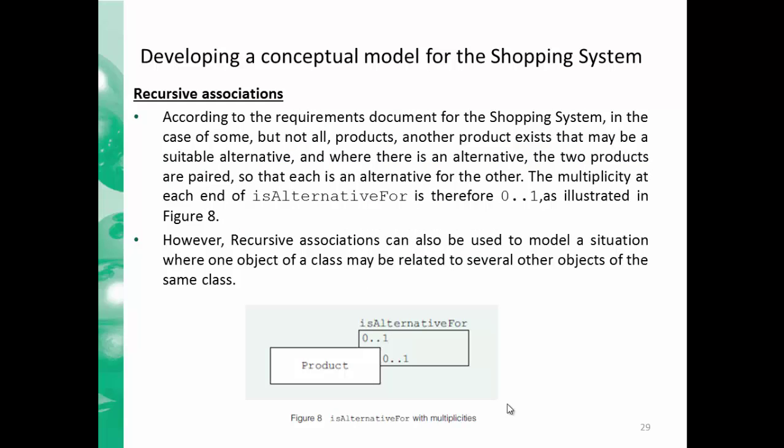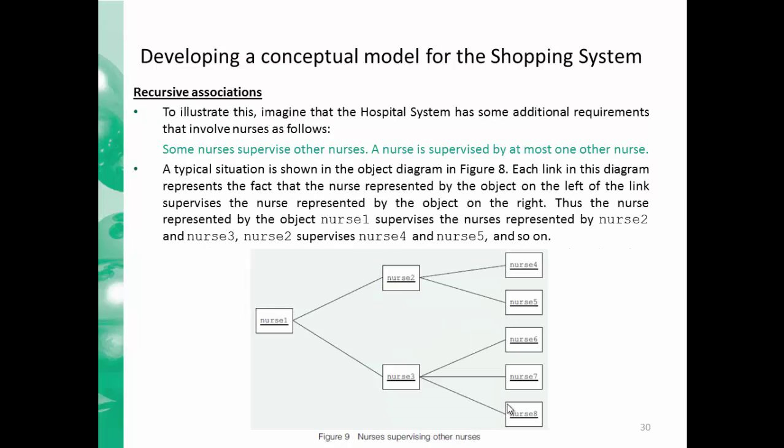In the case of product, we are linking one object to another. But recursive association is not only for this case, it may link one object to many objects, as we are going to see in the next slide. In this slide, we know that some nurses supervise other nurses. A nurse is supervised by at most one other nurse. In this object diagram, we find that nurse 1 is supervising nurse 2 and 3. Nurse 2 is supervising nurse 4 and 5. Nurse 3 is supervising nurse 6, 7, and nurse 8.